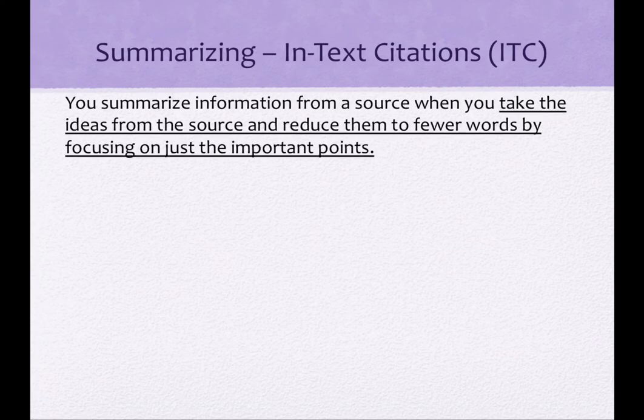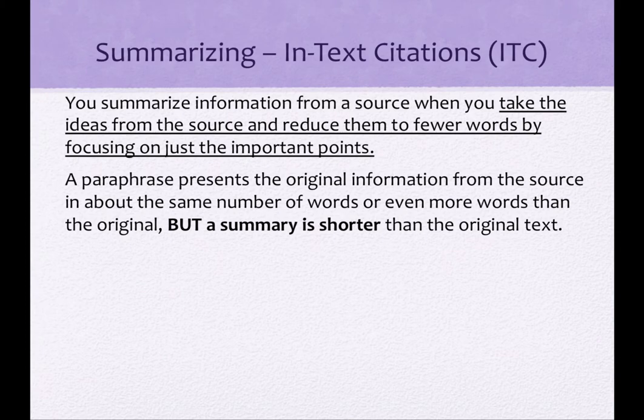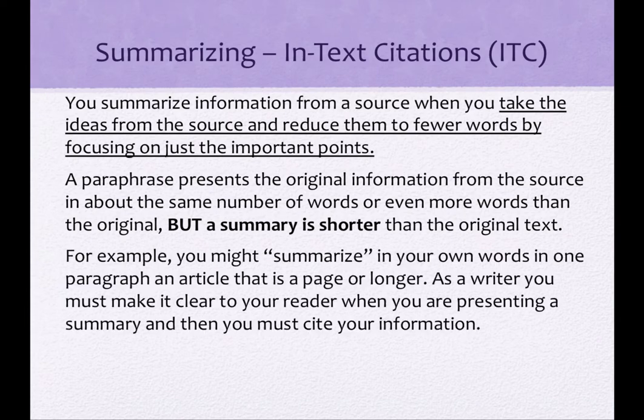Summarizing. Usually summarizing is used to take large amounts of text and summarize it into smaller chunks. You summarize information from a source when you take the ideas from the source and you reduce them to fewer words. It's different than paraphrasing. A paraphrase presents the original information from the source in about the same number of words or more, but the summary is definitely shorter. For example, you might summarize in your own words in one paragraph an article that is a page or longer. As a writer, you must make it clear to your reader when you are presenting a summary, and then you must cite your information.